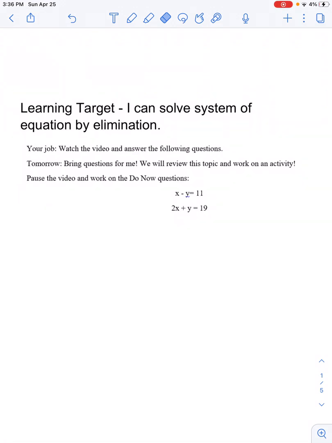Today for homework you guys are going to watch this video and you're going to learn a new topic. Now today during class we already started the first part of elimination, so you have some groundwork already there, okay? We're just going to take it a step further, make it a little more challenging, okay? Elimination gets just a tiny bit more challenging, not that much. And then tomorrow we're going to review this video and what you guys did today, and then you guys will work on an activity, okay?